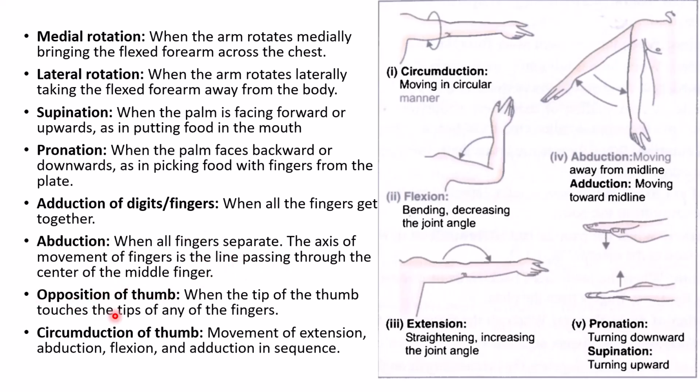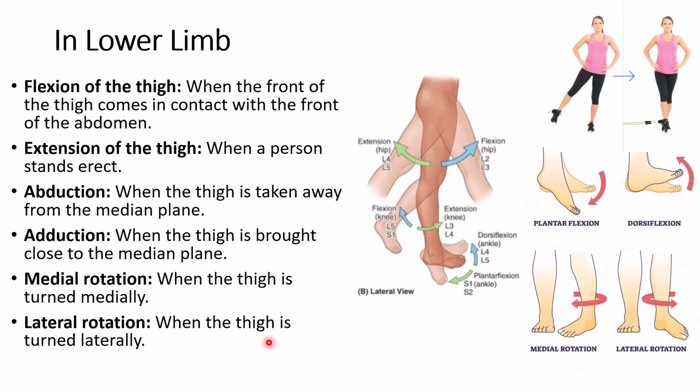Then the opposition, you know the opposition, circumduction. It is the combined movement of extension, abduction, flexion and adduction in sequence. Now this is again the repetition. We will talk about the lower limb movements.